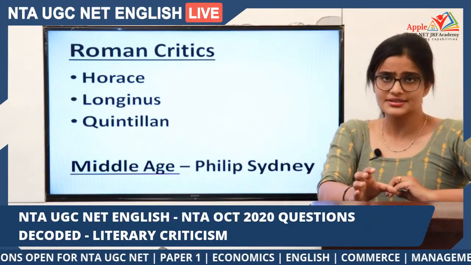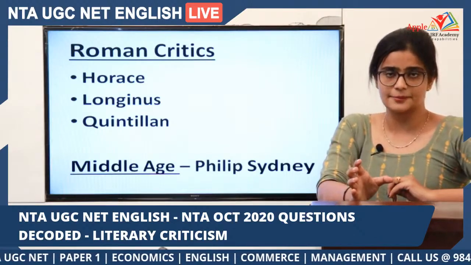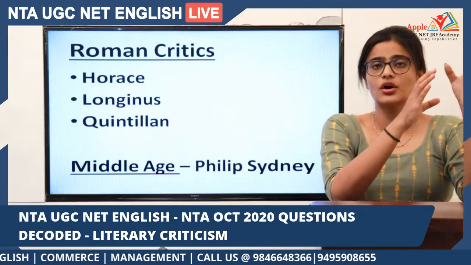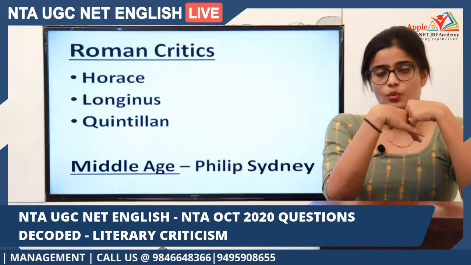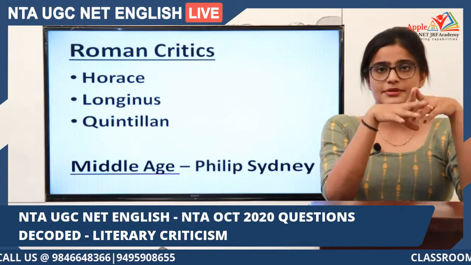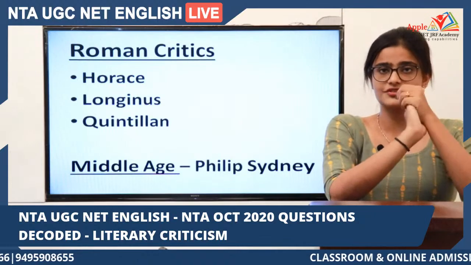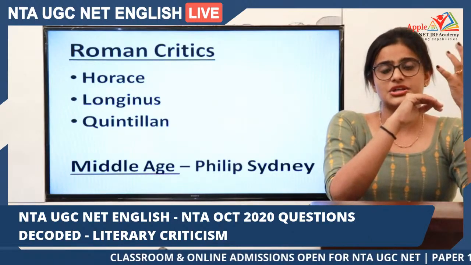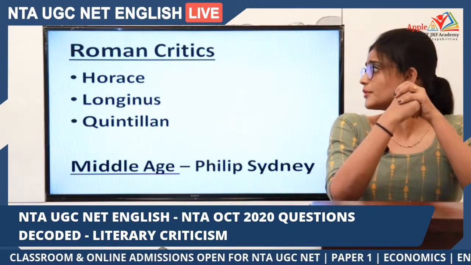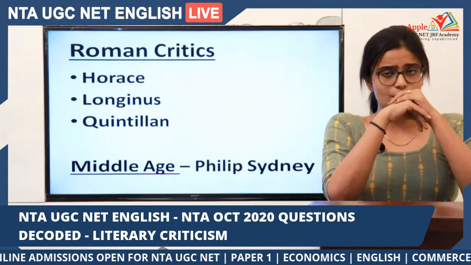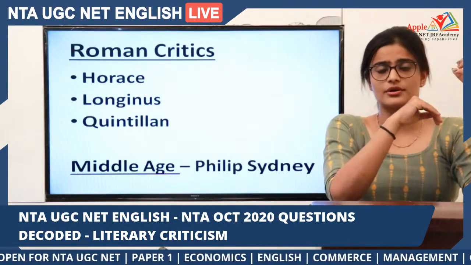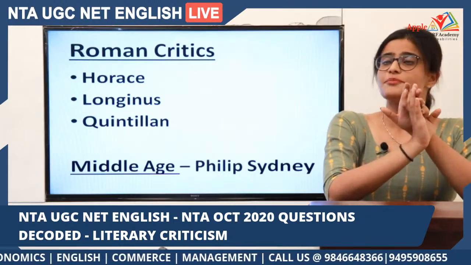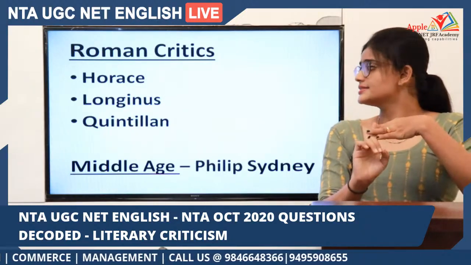Coming to Longinus, as we all know, he is the author of On the Sublime. You have to look at the five qualities that make a work truly sublime, the qualities that belong to the sublime, such as grandeur of thought and diction. These are some of the important things to remember about Longinus. Quintilian is also important because his Institutio Oratoria is a very important work when it comes to rhetoric. So these are the three important writers: Horace, Longinus, and Quintilian.